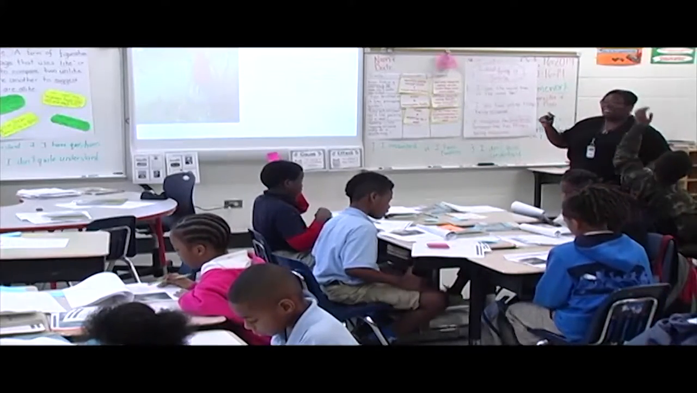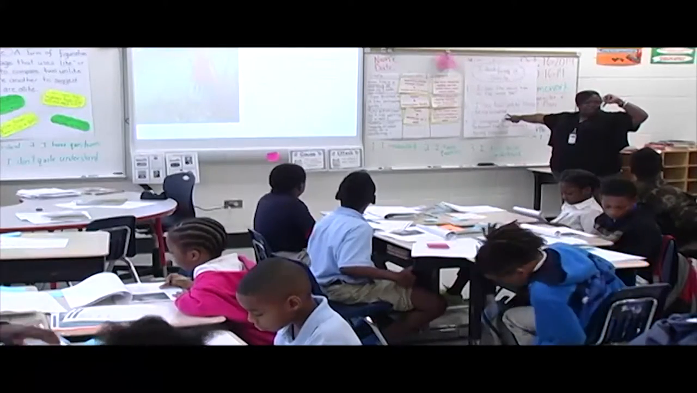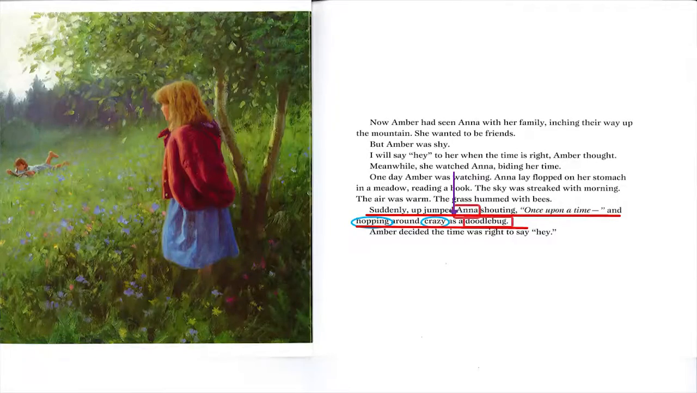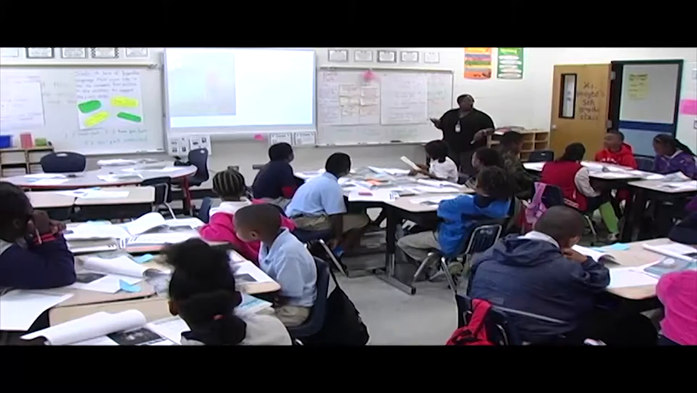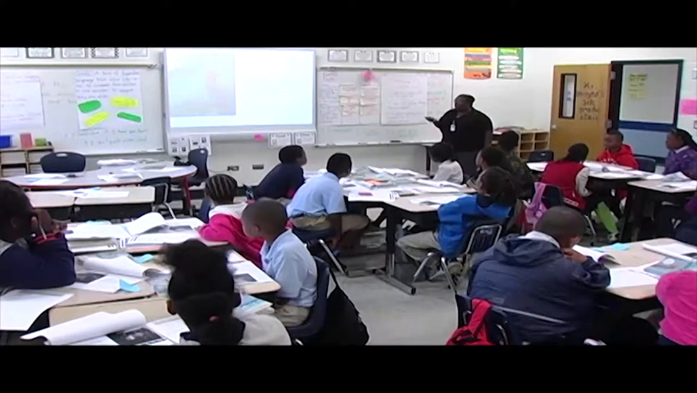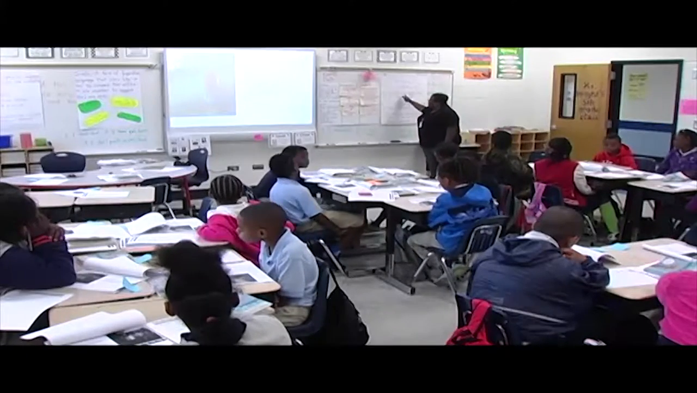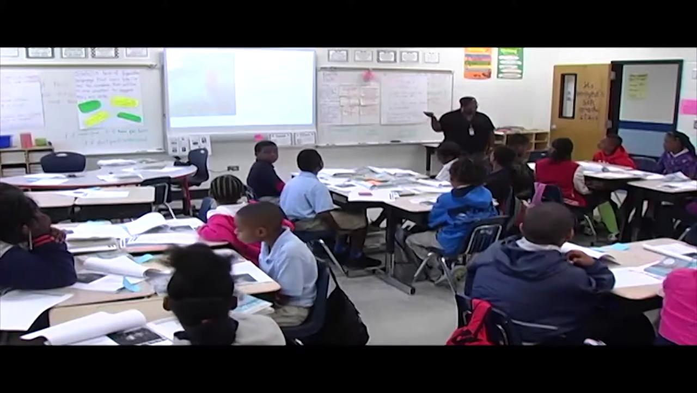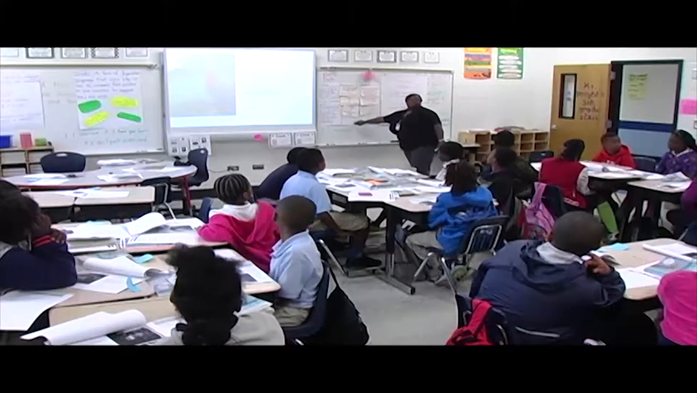What word do I see? I see as. So I see the word as. Now I have to ask myself, are two things being compared? Yes. So what's being compared? Anna and a doodlebug. And what's the similarity between Anna and the doodlebug? Jumping around, hopping around crazy. So because I see these three things, is this a simile? Yes, it is.